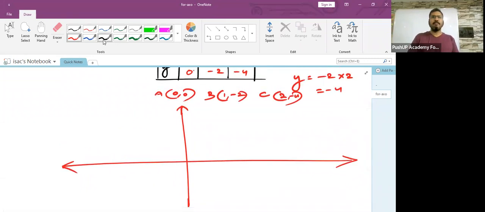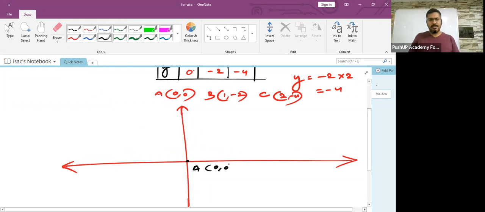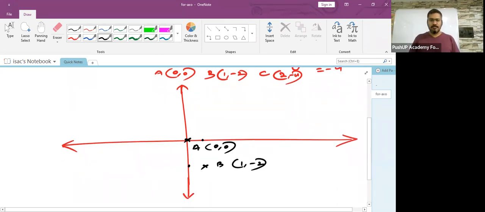Did you all plot it? The first point will be here, A 0, 0, because it's the origin. The second point is B 1, minus 2, isn't it? So 1 is on the x-axis, minus 2 is on the y-axis. So somewhere over here you will get point B, which is 1, minus 2. Then the third one is 2, minus 4. So 2, minus 4 will come somewhere over here. This is your 2, and here will be your minus 4, right? So somewhere over here, children.